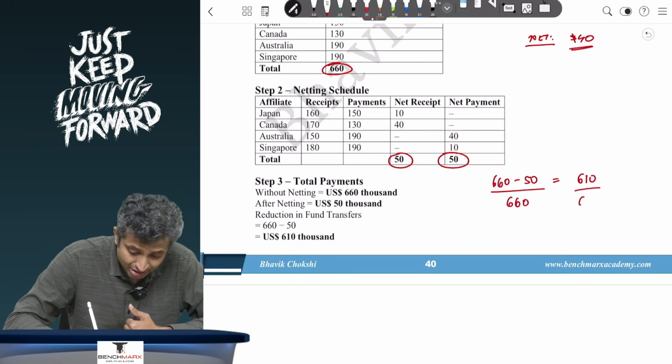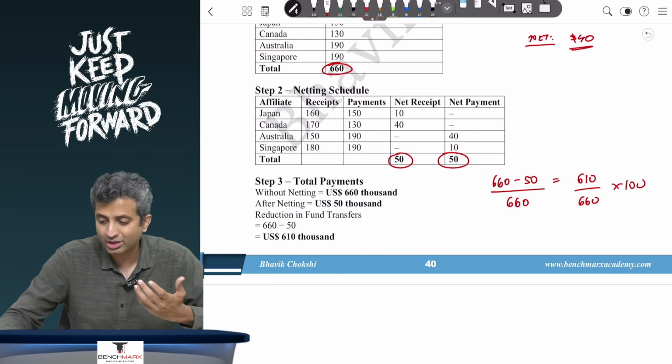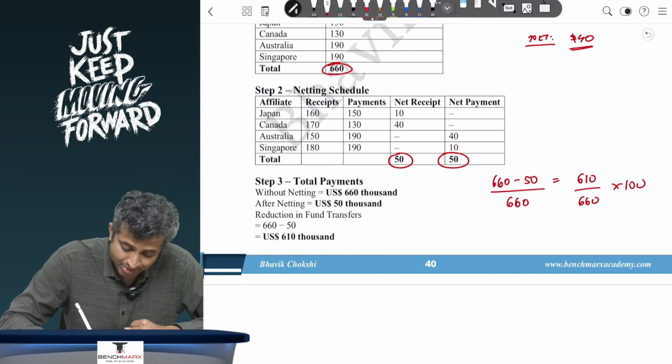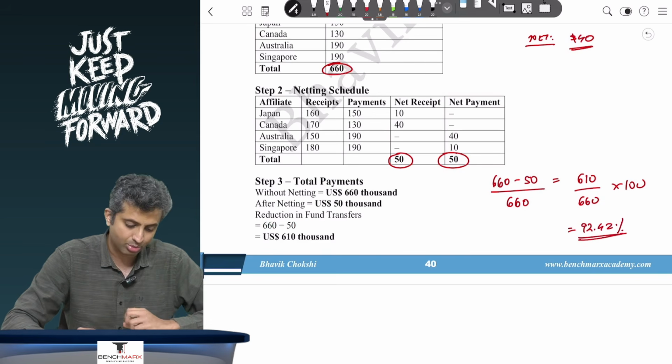So this will help us in reducing probably transaction costs, etc. Because every transaction you do with the bank, maybe due to the bid and ask spread, etc., there can be a possible cost. So maybe there's a reduction of around 92.42% in the quantum of transactions.